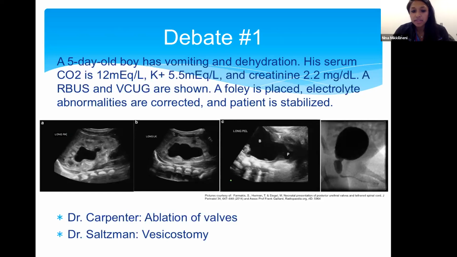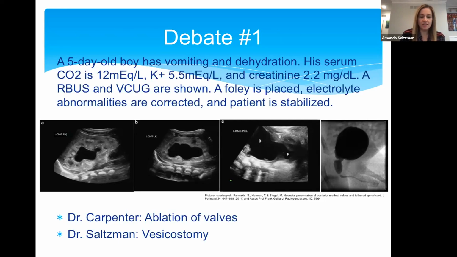So maybe Dr. Saltzman, you could go through these images for us and tell us the diagnosis, and then you could start with your side. Sure. Well, first, thanks so much for having me involved with this. I think this is awesome what you guys have put together.